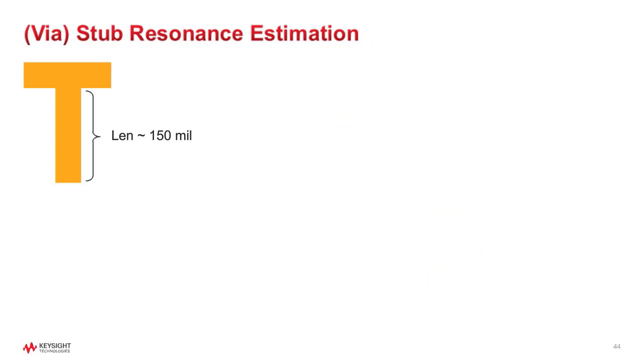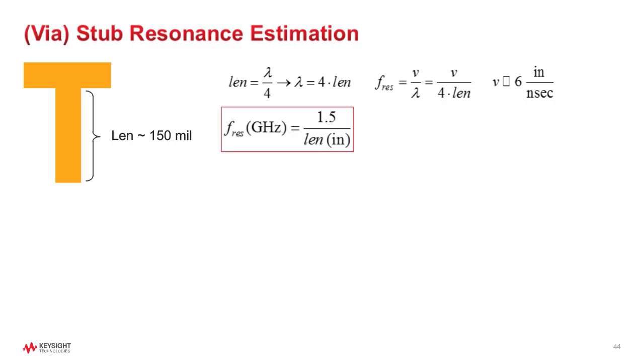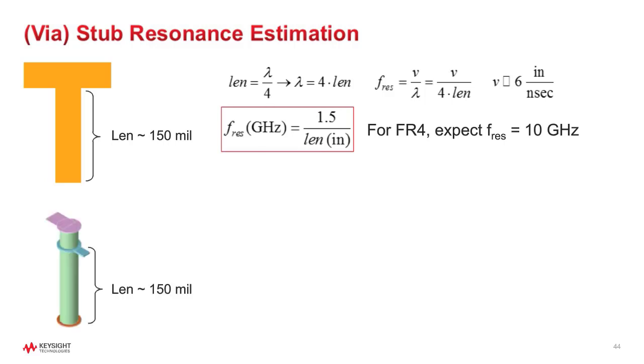That's the top view of what it looks like symbolically. The length is about 150 mils, 0.15 inch. If we do a quick calculation using length and frequency and propagation speed in FR4, we find that the resonant frequency of this stub is 1.5 over the length in inches. If we put in the numbers, it's about 10 gigahertz. Just a side note, this estimation is also great for vias. If you have a via that is about 150 mils, 0.15, you will also see that resonance at 10 gigahertz.